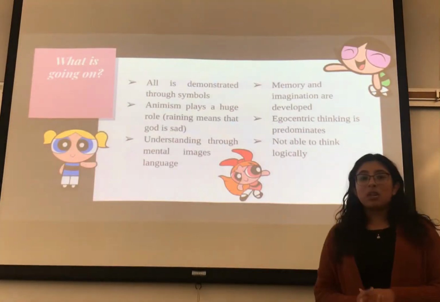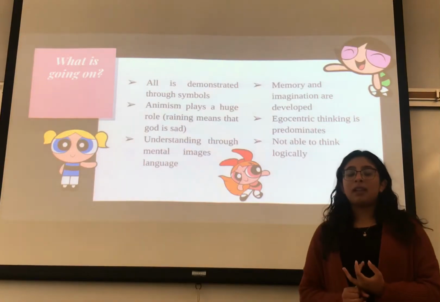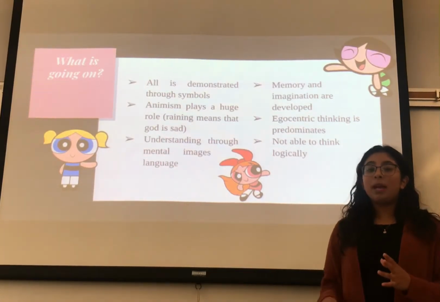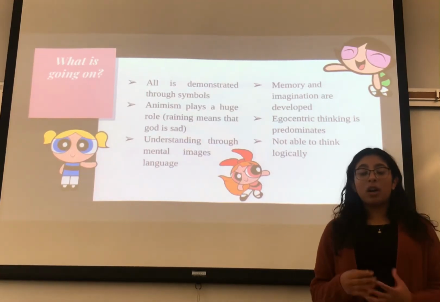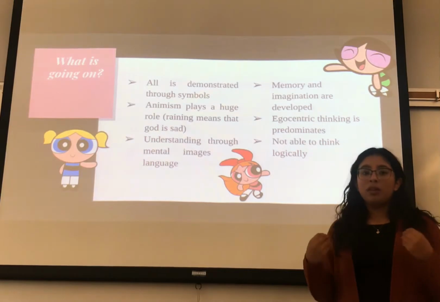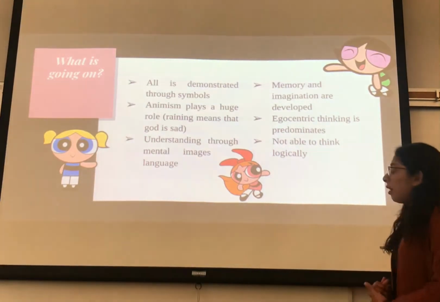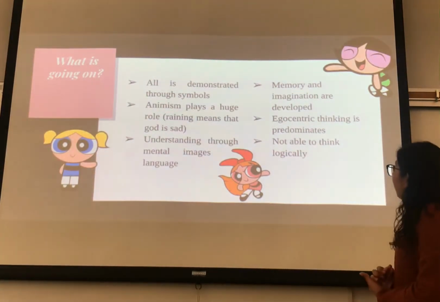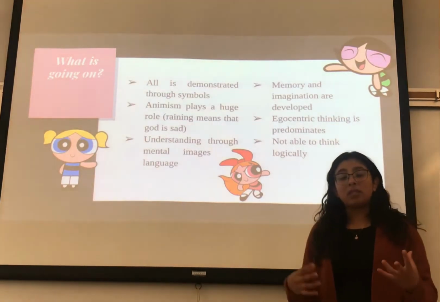So, like I said, there's a huge play of animism here. An example is when a child hits a pillow when it's raining. Children tend to say that the pillow got hurt, or when it's raining, the world is sad, Mother Nature is sad, or God is sad. So they can understand through mental images. They have egocentric thinking that's predominant in this period of time.